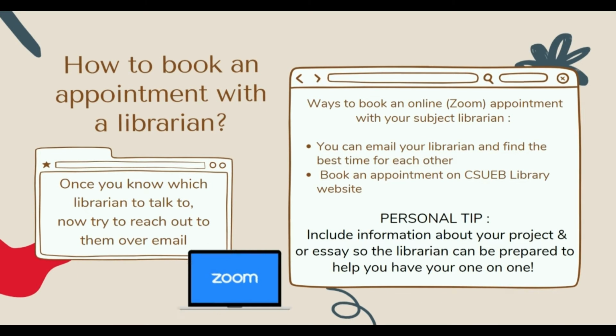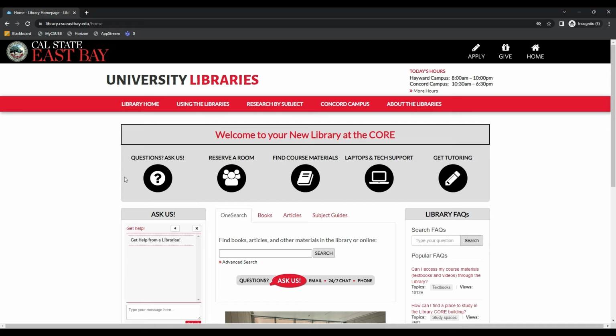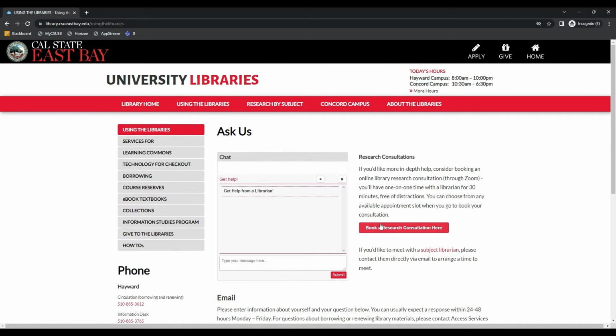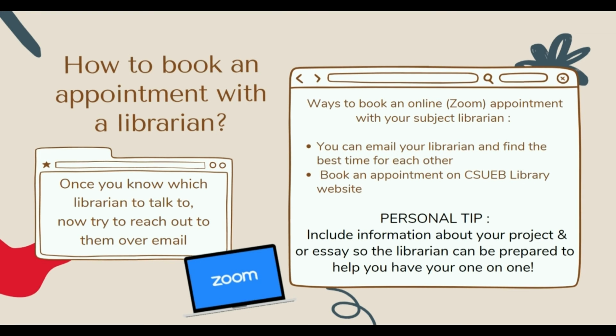Now you know which librarian to talk to, feel free to make an appointment with them. Ways to book an appointment with your subject librarian are: 1. You can email your librarian to find the best time for each other. Or 2. Book an appointment on the CSU East Bay Library website. Once you book your appointment with your librarian, please try to include information about your project, anything about your essay, so then the librarian can be prepared to help you for your one-on-one.